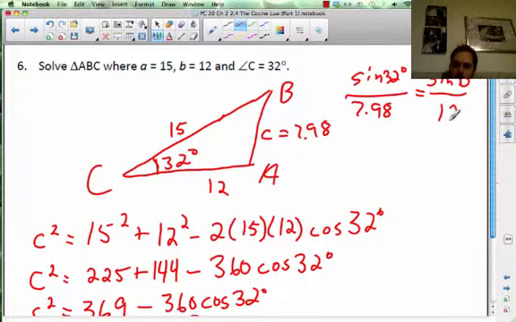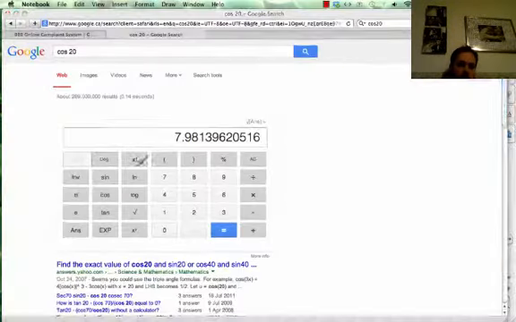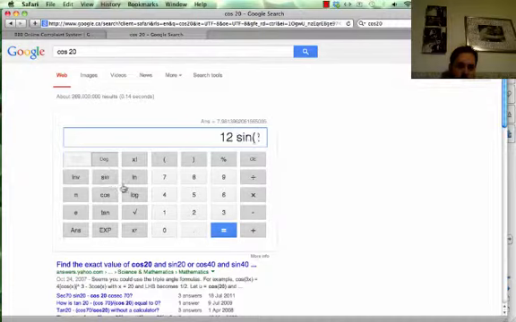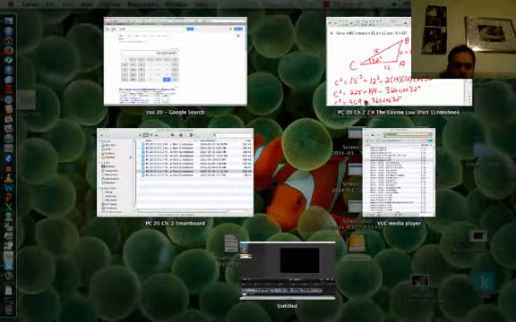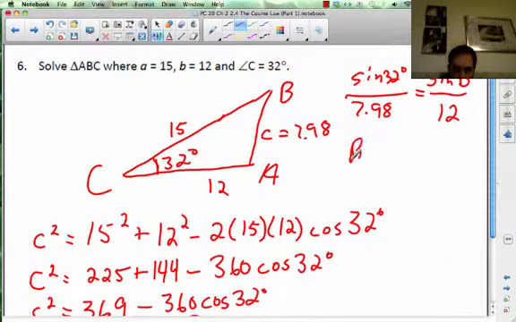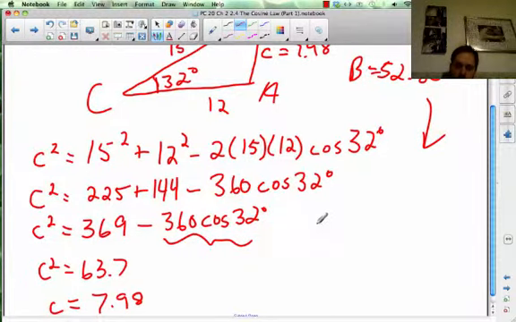So that's that one there. So solve for this. 12 sine 32 divided by 7.98. So 12 times sine 32 equals, divided by 7.98 equals, and then we'll take the inverse sine of that to find our angle B, 52.83. So B equals 52.83 degrees.